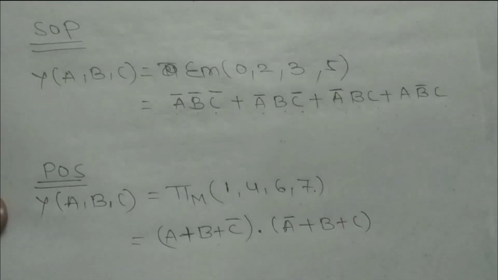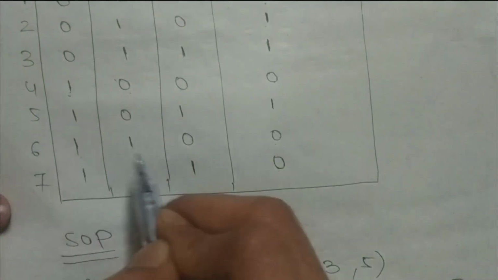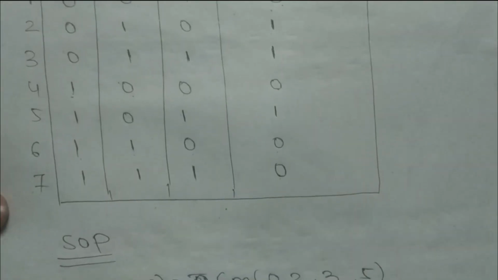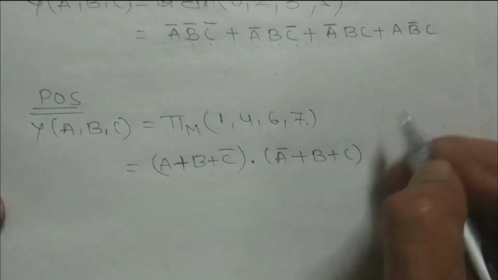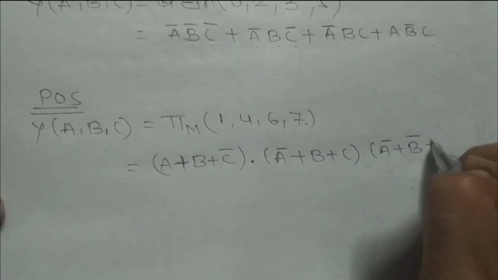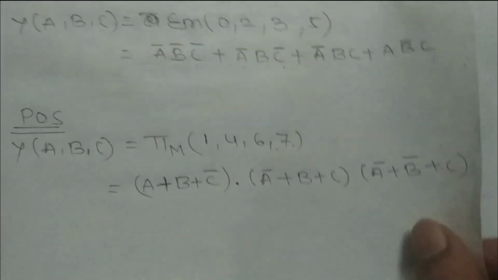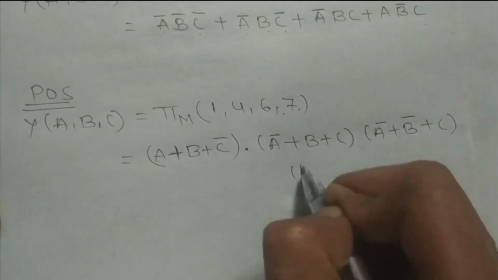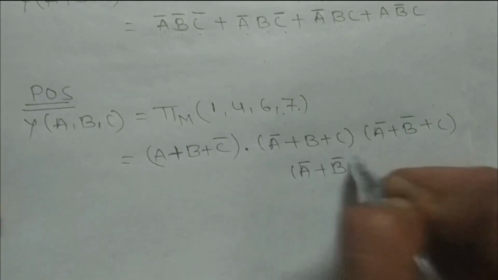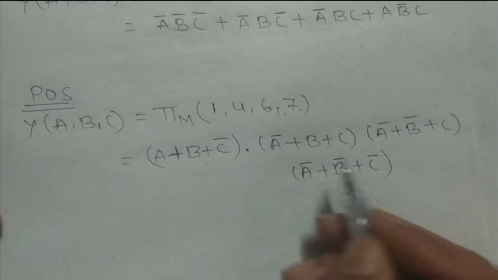Next comes 6. For 6 it will be A bar plus B bar plus C. Next comes 7. 7 is going to be A bar plus B bar plus C bar. So this is the POS expression we got for the truth table.